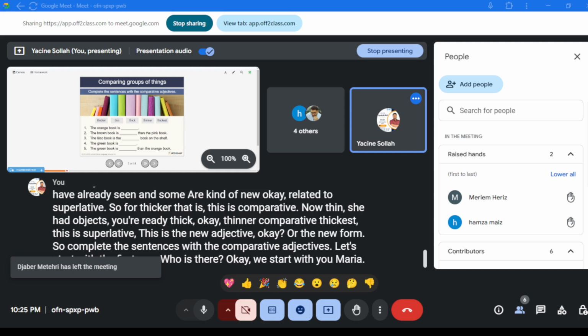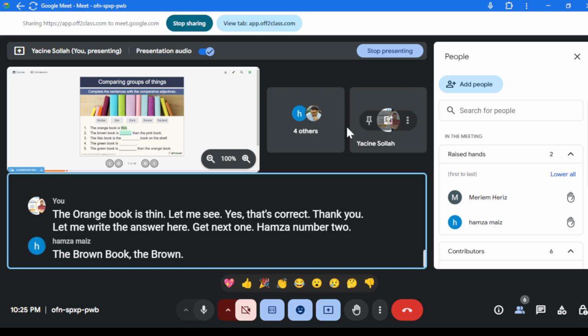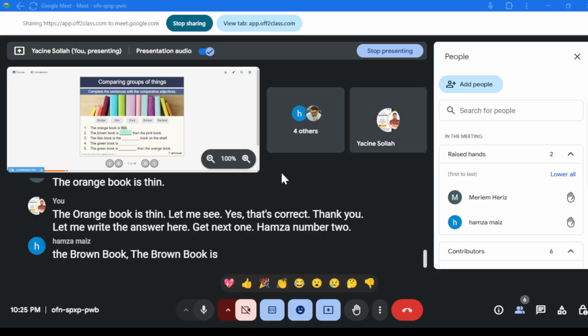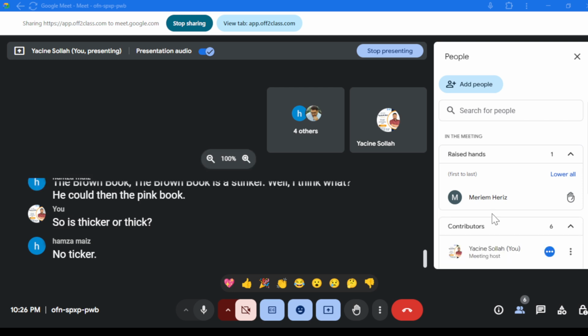The orange book is thin. Let me see. Yes, that's correct. Thank you. Let me write the answer here. Good. Next one, Hamza, number 2. The brown book is thicker than the pink book. So is it thicker or thick? No, thicker. Comparative.